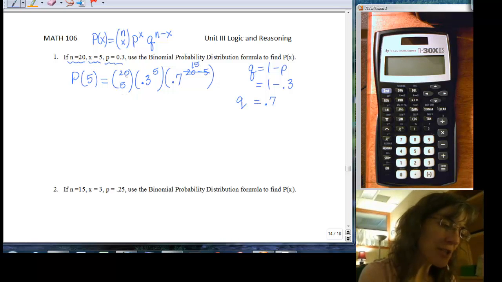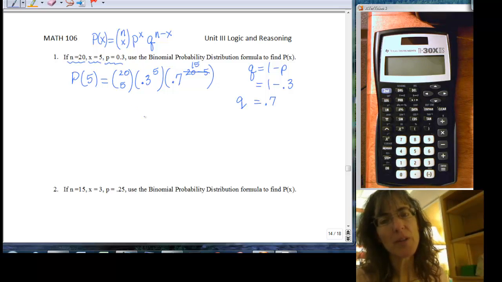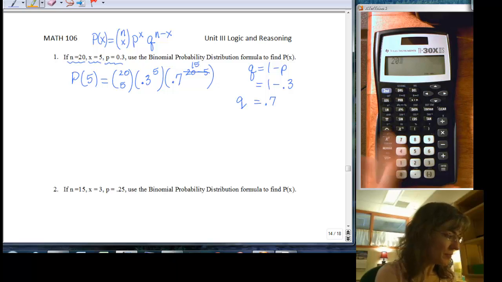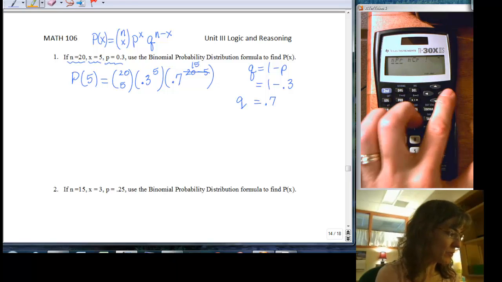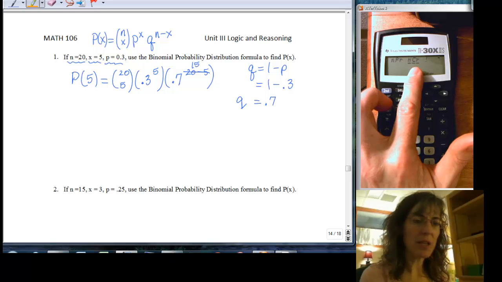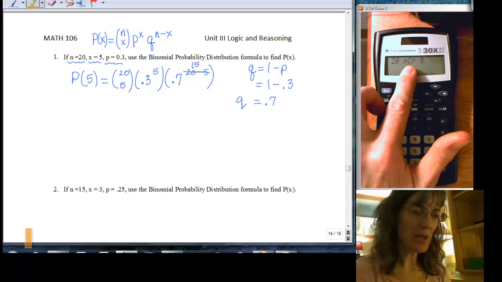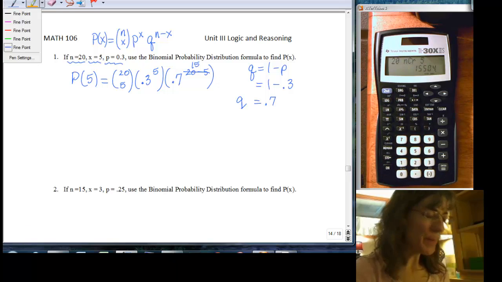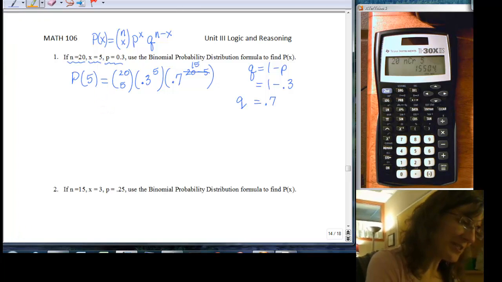My first calculation is 20 choose 5. Remember, that's not 20 divided by 5 or 4. It's 20 choose 5. So I type in on my calculator 20. On this calculator, I have to push the PRB button and scroll over with my arrow key to get the nCr, and then I push enter. So now it says 20 nCr, and then I want 5 next. So there's my 5, and it comes to 15,504. So I'm going to write that in.